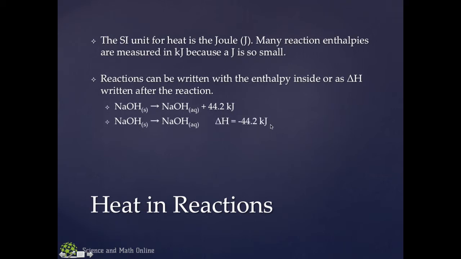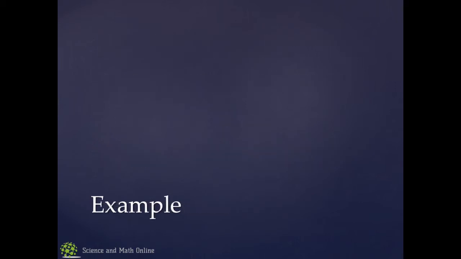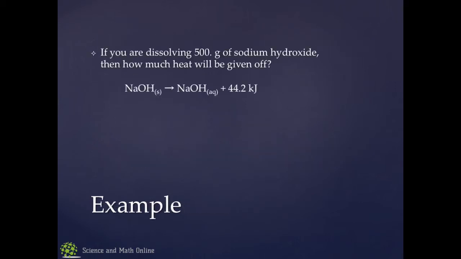A lot of times when it's written in delta H form, it will be written as kilojoules per mole, usually meaning moles of the product being formed. And so that can get a little confusing: moles of what? But we can use this and stoichiometry in order to figure out the heat absorbed or released by any reaction. So let's look at an example. If you dissolve 500 grams of sodium hydroxide, how much heat will be given off?